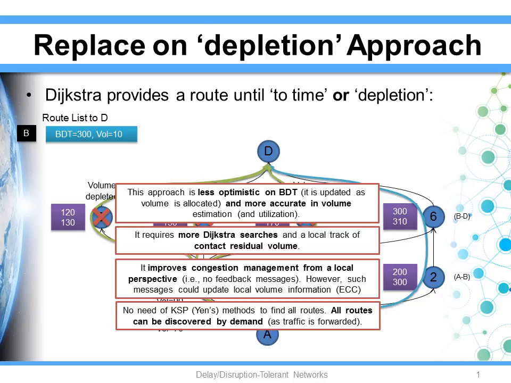Something important to notice as well is that if we use this approach, we could use subsequent Dijkstra searches that won't repeat the previous calculations if the volume of the contact is considered. Therefore, no k-shortest path algorithm such as Yen will be required either. So all routes will be calculated and discovered on demand, as we previously said, as the traffic is being forwarded.